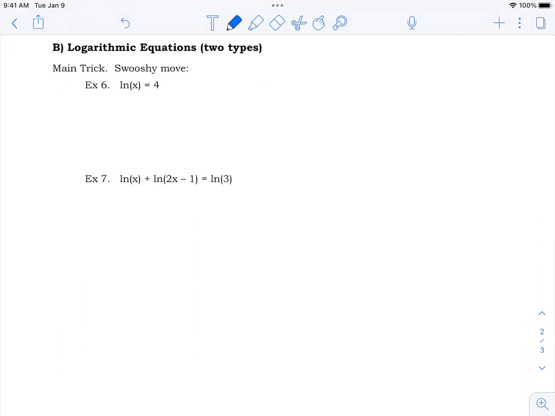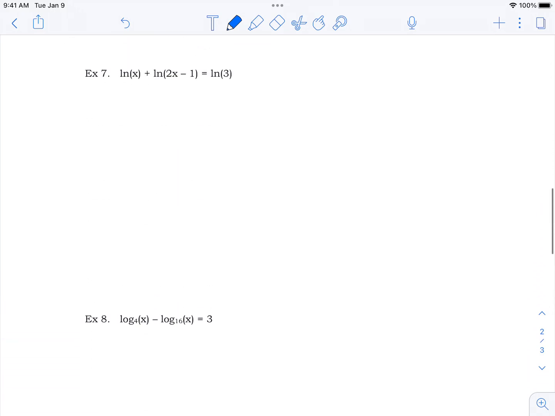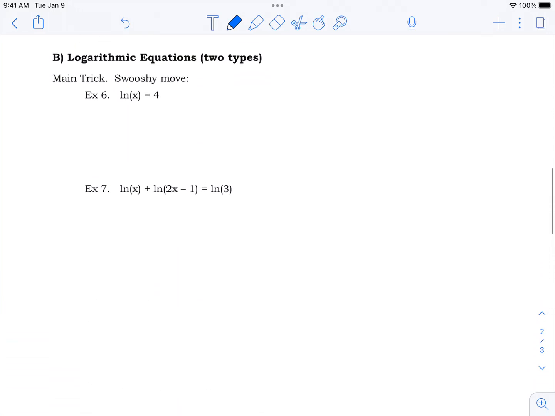Okay, that's our exponential equations all in one piece of paper. Cool. Logarithmic equations are going to take two pieces of paper, as I recall. Two pieces of paper, but they're not bad, really.